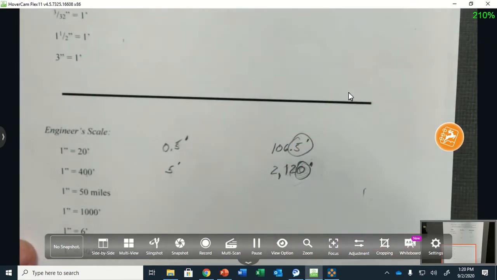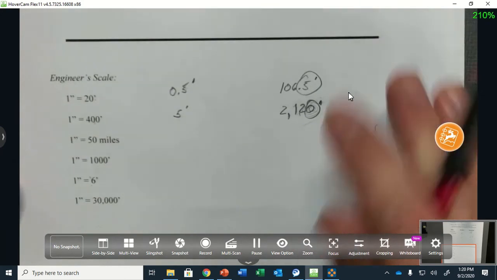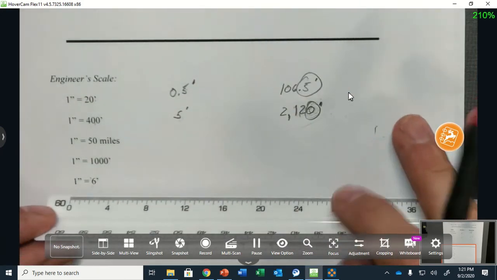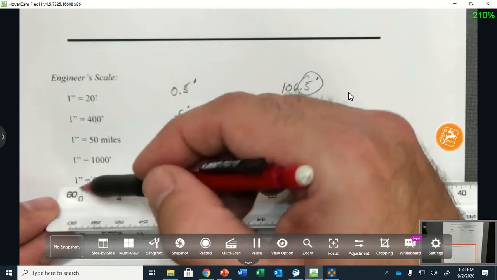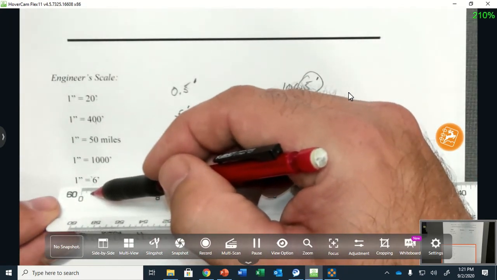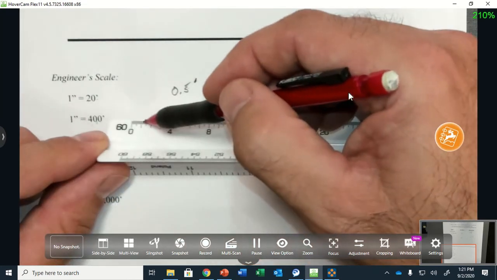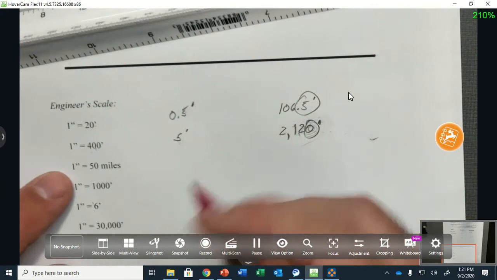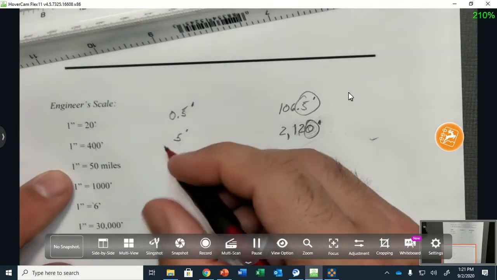Do I have the right amount of decimal places? Okay. All right. 1 inch equals 6. Let's do that one. So I use the 60 scale. So this is 1 foot. So that means if this is 1 foot, each tick mark, 1 divided by 10, is 0.1, and half of a tick mark is 0.05.